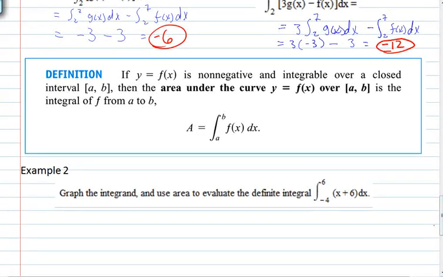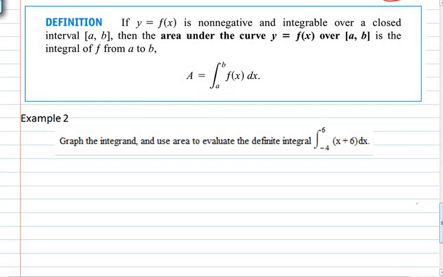So we're asked to graph the integrand here. What's the integrand on this integral? Y equals x plus 6. And use the area to evaluate the definite integral from -4 to 6. So what I need to do is get a grid up here to sketch in the graph. So we start with, by the way, what type of equation will this be? Y equals x plus 6. Linear.